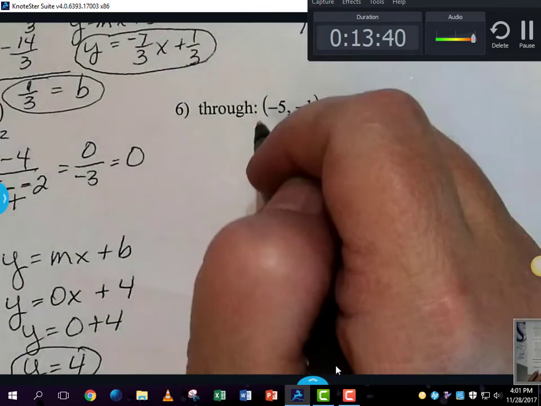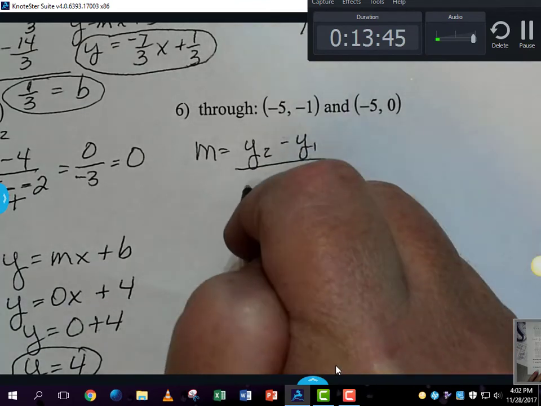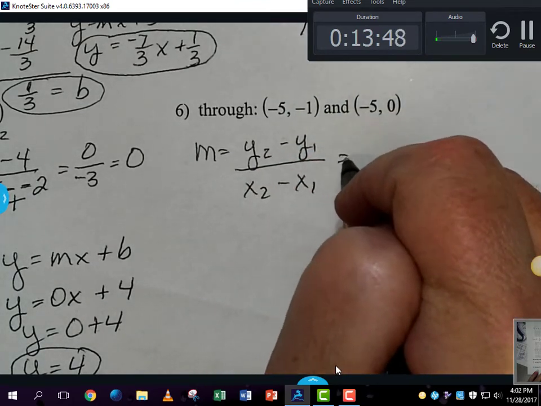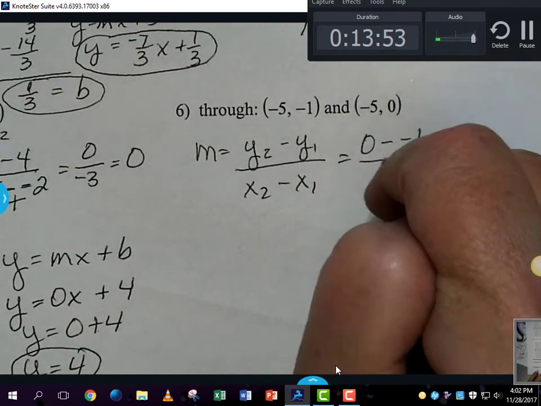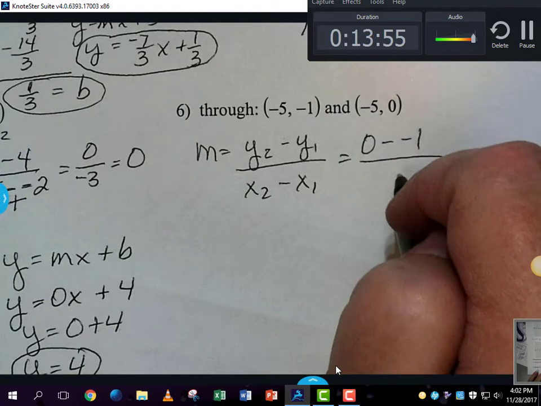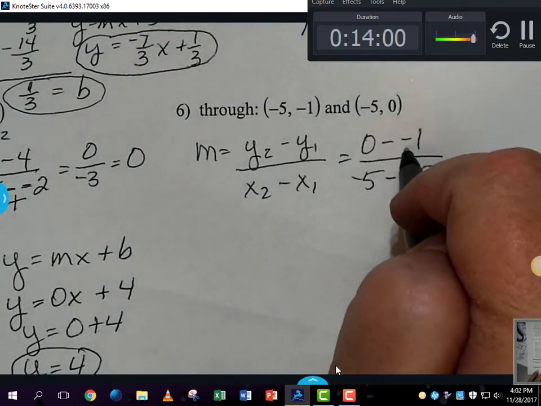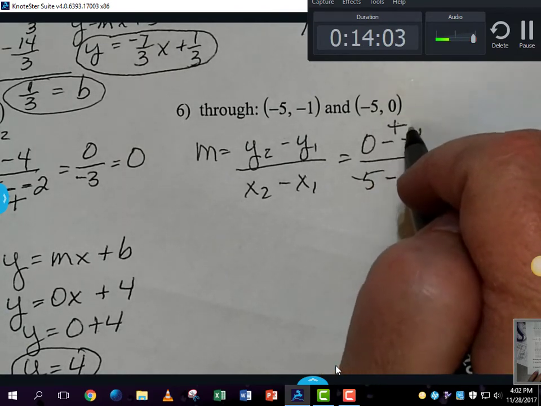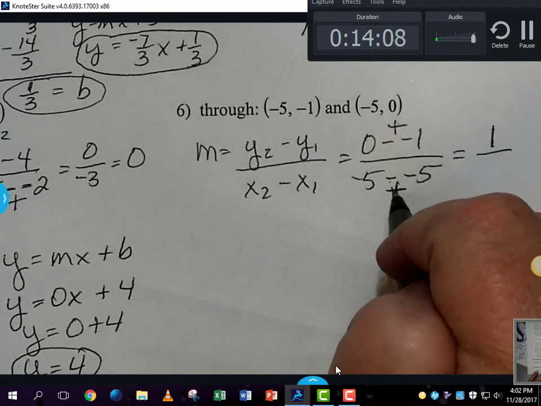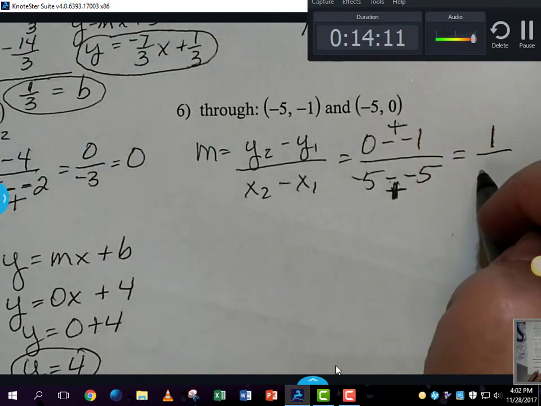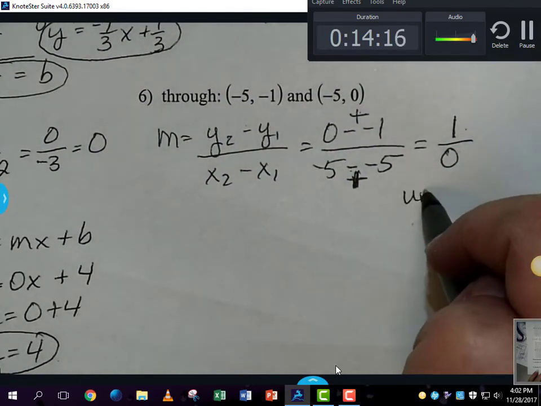Okay, and the last one, I have m equals y sub 2 minus y sub 1 divided by x sub 2 minus x sub 1. I'm going to have 0 minus negative 1 divided by negative 5 minus negative 5. Okay, when I subtract a negative, I'm really adding it, so I have 0 plus 1. And when I subtract a negative, I really add it, so I have negative 5 plus 5. Oh, 1 divided by 0 is a no-can-do. It's undefined.